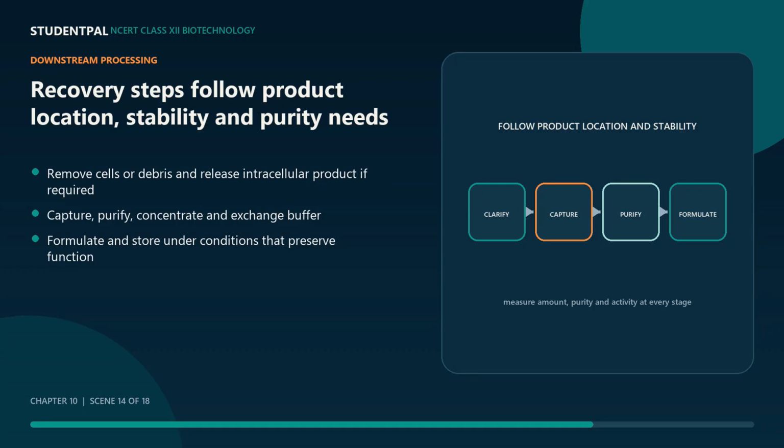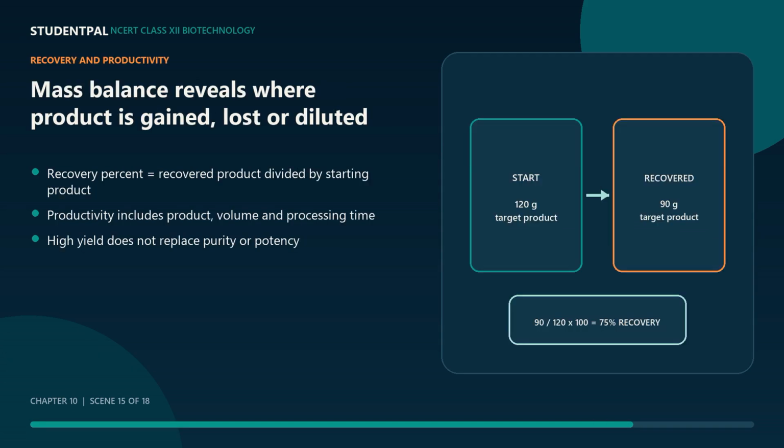The sequence depends on product location, size, charge, binding behavior, stability, required purity, and cost. Every transfer risks loss or damage, so gentle conditions and stage-wise measurements matter. A beautifully pure final sample can still represent a poor process if recovery is extremely low or function has been destroyed. Quantitative process evaluation separates concentration, total amount, yield, and productivity.